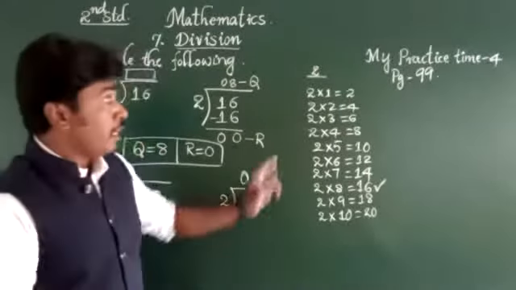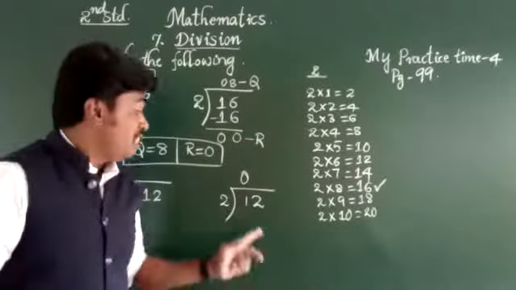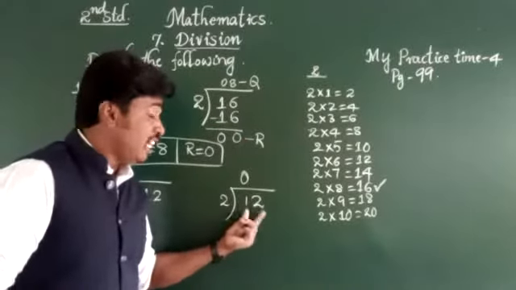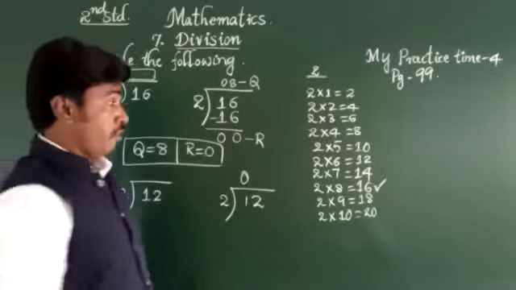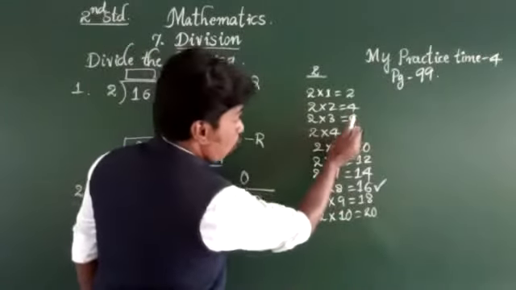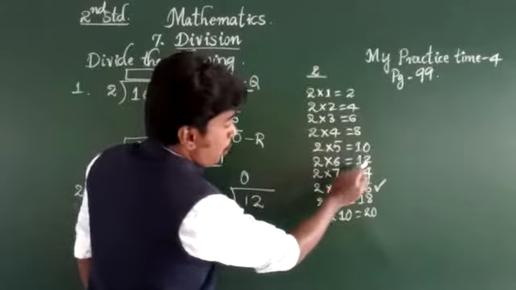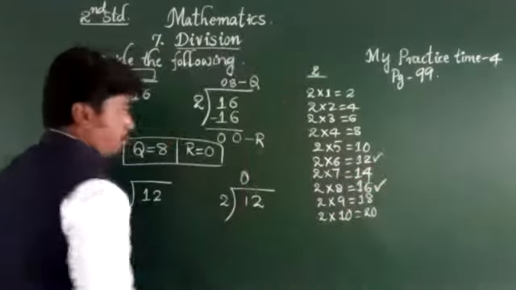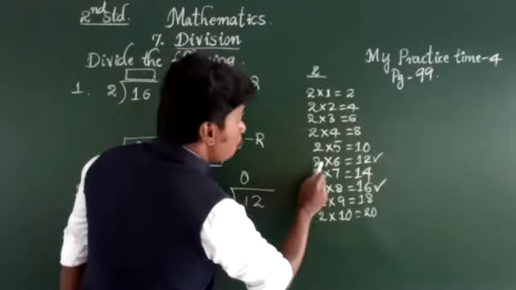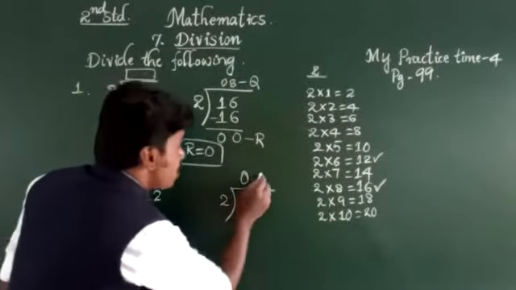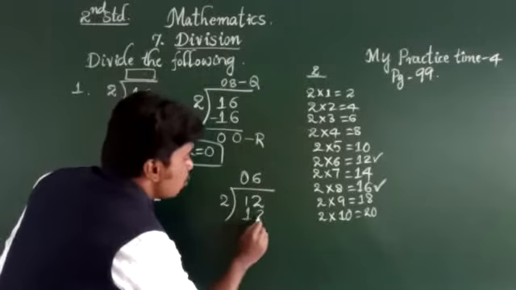Now see the multiplication table of 2, which is equal to 12 or less than 12. Observe here: 2, 4, 6, 8, 10, 12. Here you got 12. Now how many numbers are multiplied? 2 into 6. 2 sixes are 12.